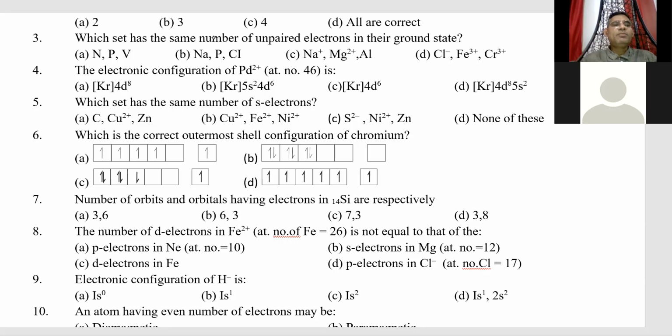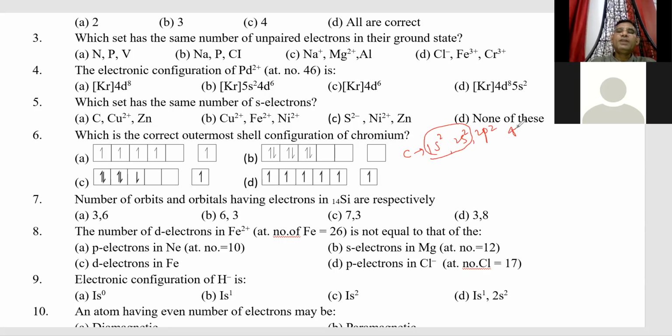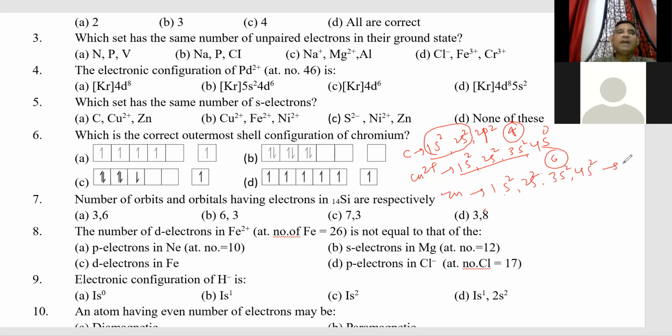Which set has the same number of s electrons? See, what is your first option? The first option is carbon, 1s2 2s2 2p2. How many s electrons are there? 4. Then Cu2+ will have 1s2, 2s2, 3s2 and 4s0. So how many s electrons? 6. And what about Zn? Zn will have 1s2, 2s2, 3s2 and 4s2, so it will have 8 s electrons. So this is not the right one.